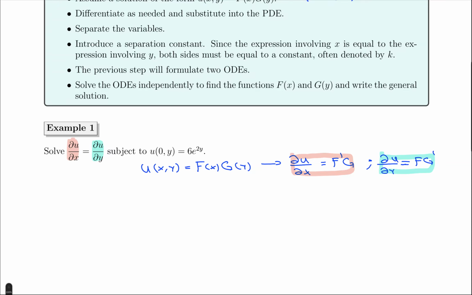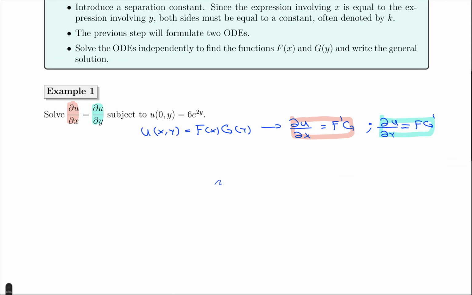All right. And so substituting gives us f prime g equals f g prime. How do we separate the variables? Throughout all these exercises, the trick here is to divide both sides by fg. Well, on the left-hand side, the g's cancel, and that leaves us with f prime over f. On the right-hand side, the f cancels, and that leaves us with g prime over g.